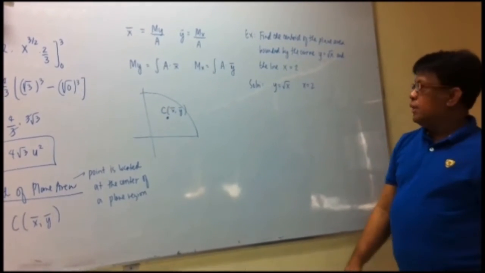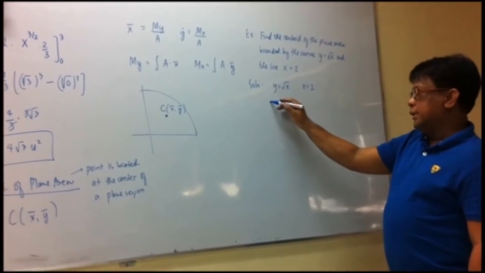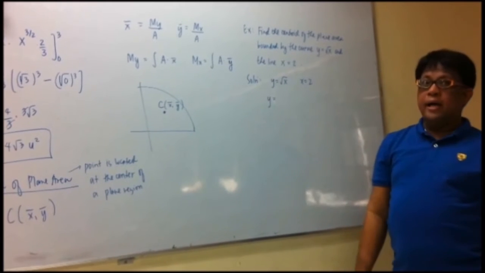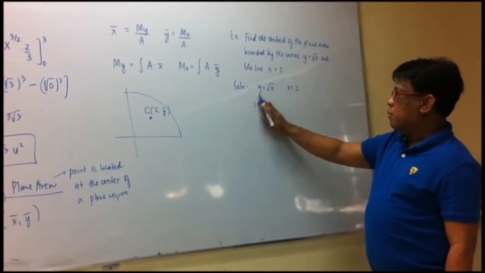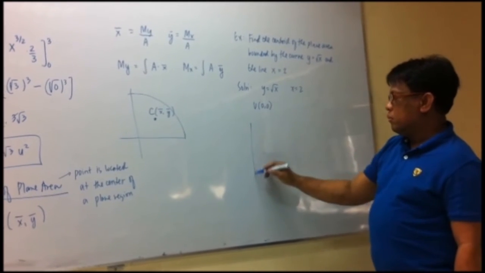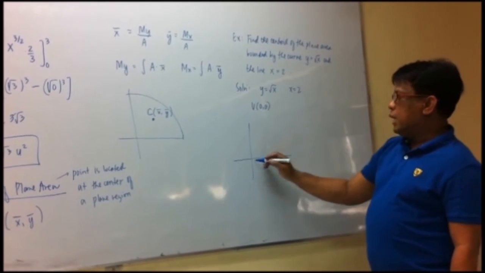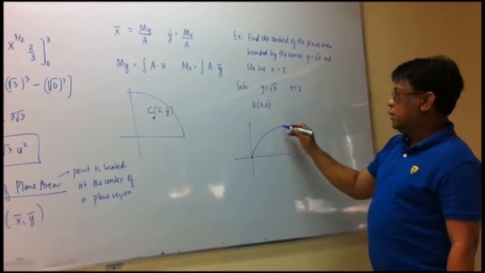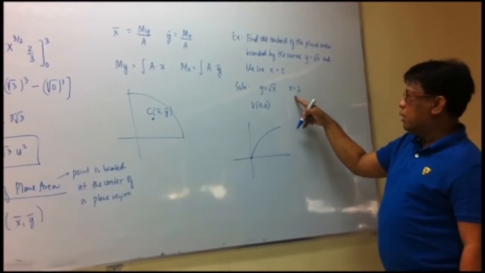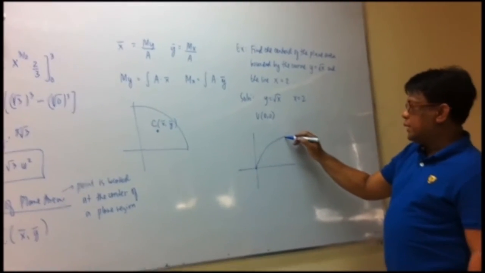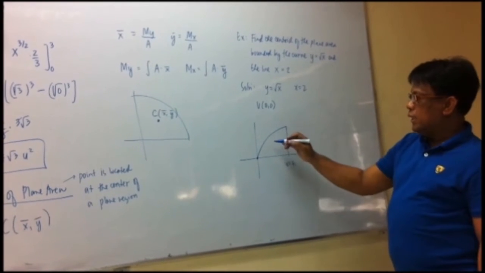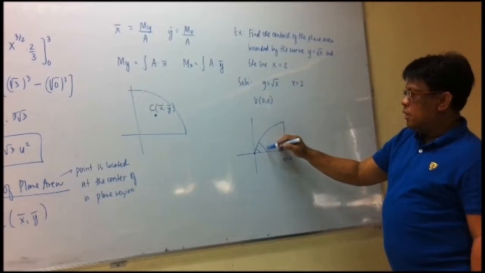So when we say y equals square root of x, this is a parabola, a parabola which opens to the right, but it is half parabola, okay? Where the vertex is still at 0, 0. So we have this shape, this region here, okay? Then it is bounded also by x equals 2. So if we have x equals 2, let's say this now, x equals 2, the region now is this shaded part here, okay?